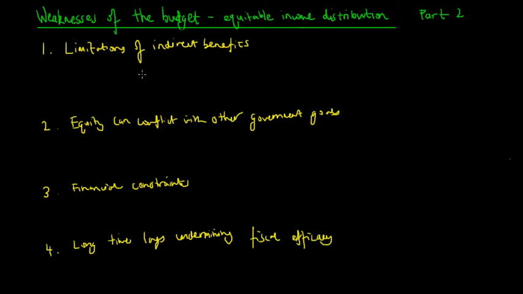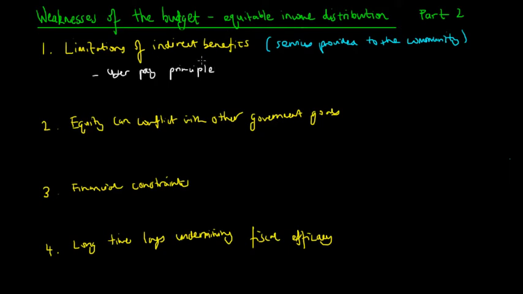Okay, we're going to start off with limitations of indirect benefits. So we know that indirect benefits involve the provision of community services. So we're just going to note this as services provided to the community. So these services include public health, public transport, public education, and so on.